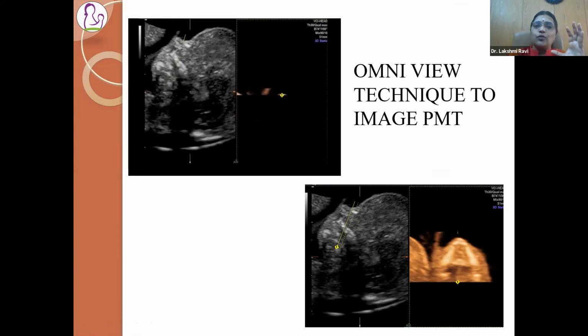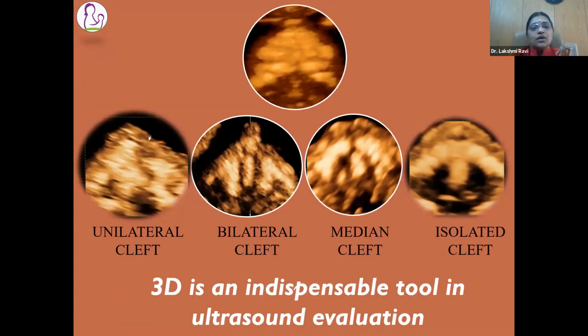So with a given single volume, you can cut it into multiple sections and evaluate the face in whatever plane you want. So now you will understand that, of course, it is a luxury, but it is an indispensable tool in ultrasound evaluation. See, this is a normal palate, this is a unilateral cleft palate, this is a bilateral cleft palate, this is a median cleft palate, and this is an isolated cleft of the palate. So much information this particular modality is going to give you, and it is ideal that we all spend some time in learning this technique.